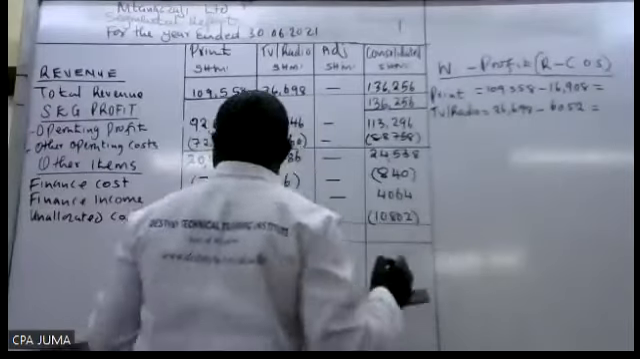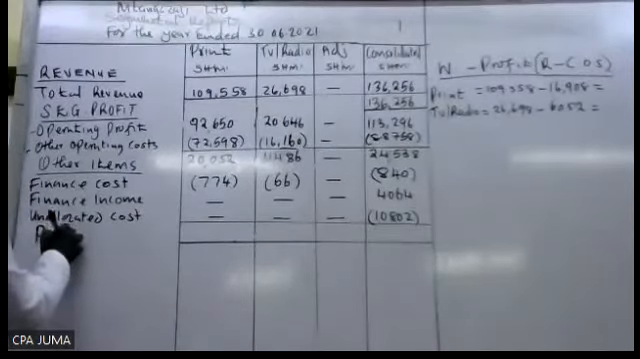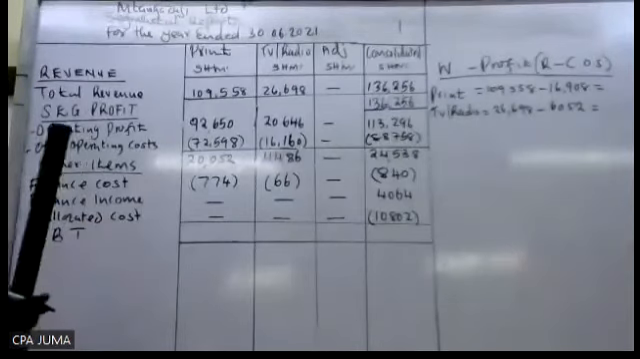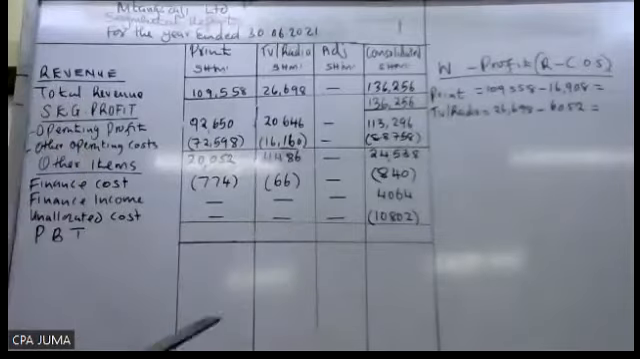So what you get there now is the profit before tax. So when you want to do reconciliation, you base it here. Once you adjust the interest, what remains is profit before taxation. You can adjust those ones.